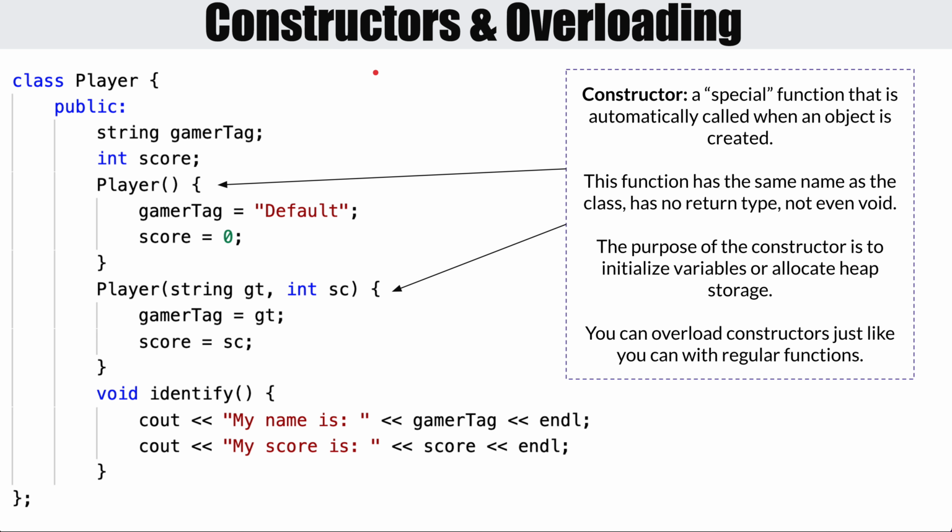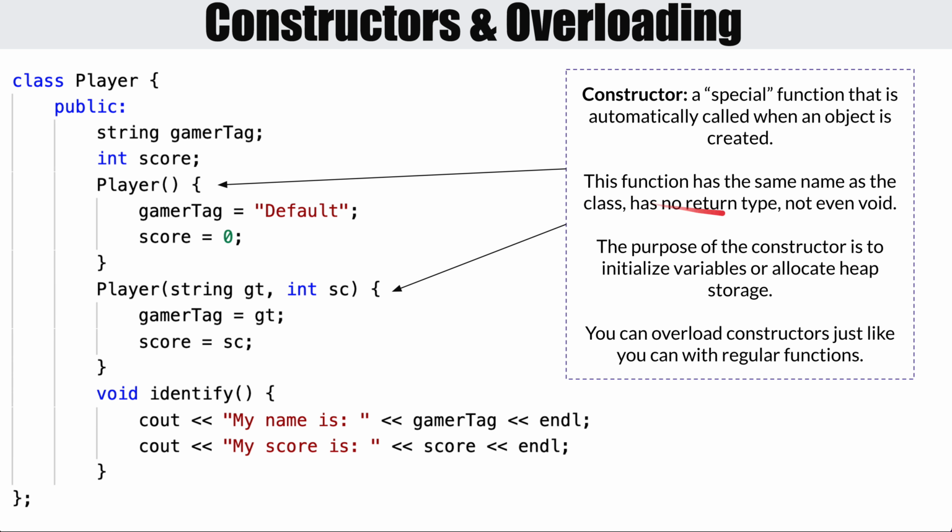Okay. And now, of course, we can overload constructors just like anything else, but let's dive into what a constructor is. So a constructor is a special function that is automatically called when an object is created. Okay. Now, I want you to think about that. It is really just a function. But it's a special function, which means the compiler knows that when you create an object of player, to immediately run the constructor first.